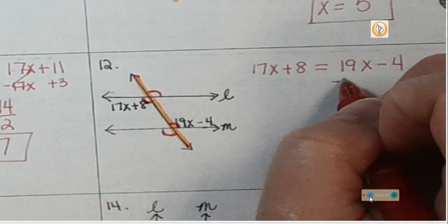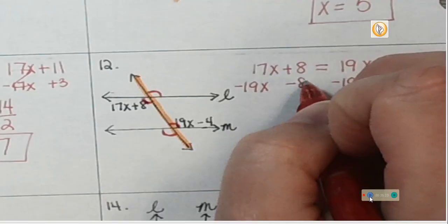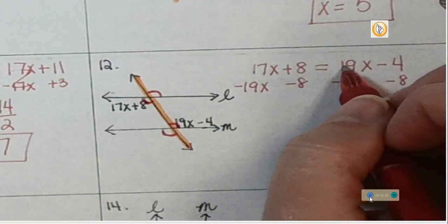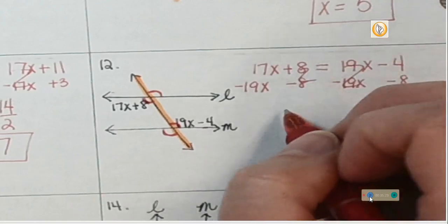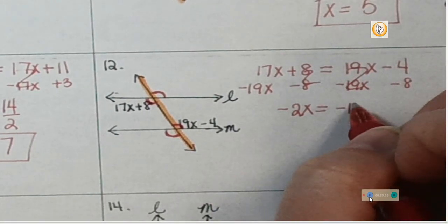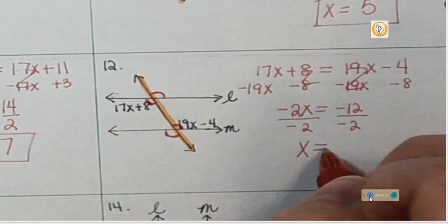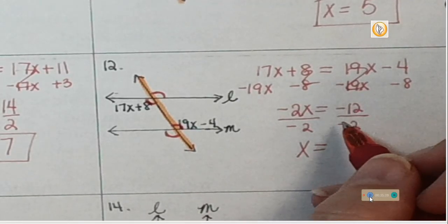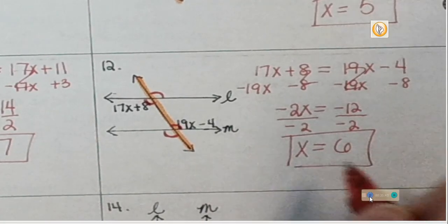So I'm going to minus 19x to both sides. I'm going to minus 8 to both sides. Inverses cancel. All right, so this is 17x minus 19x, which is negative 2x. Negative 4 minus 8 is negative 12, so that when I divide by negative 2, what is negative 12 divided by negative 2? 6. X is 6.